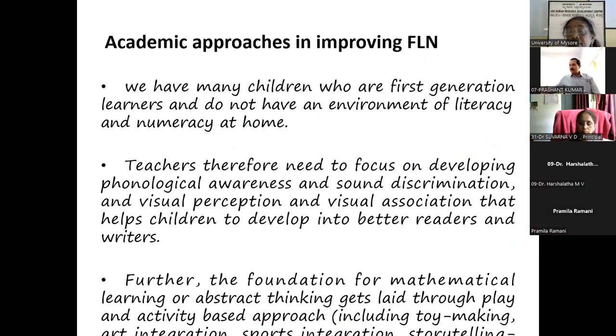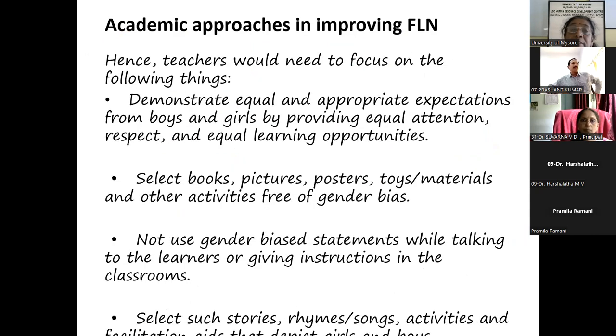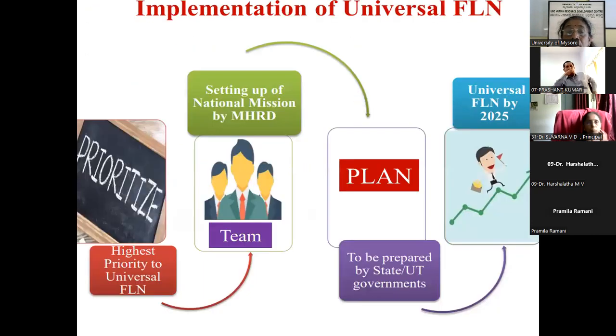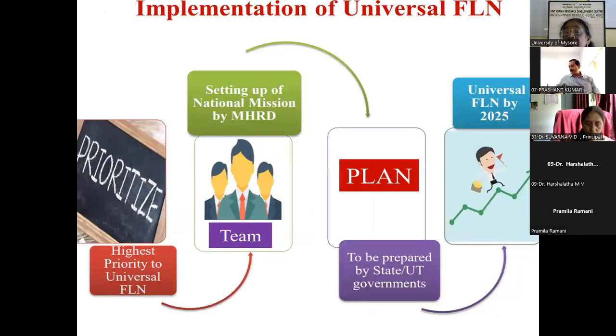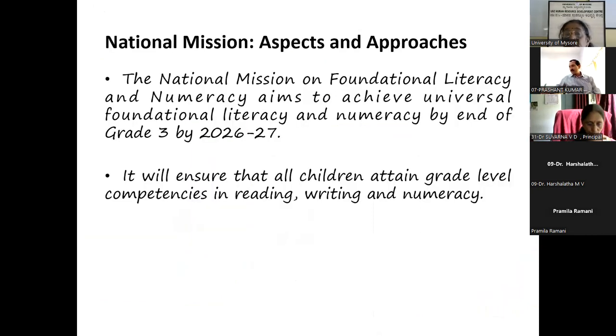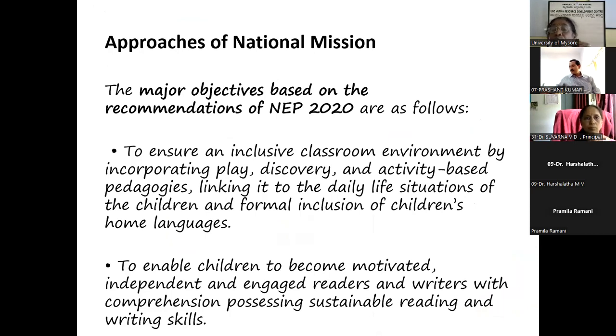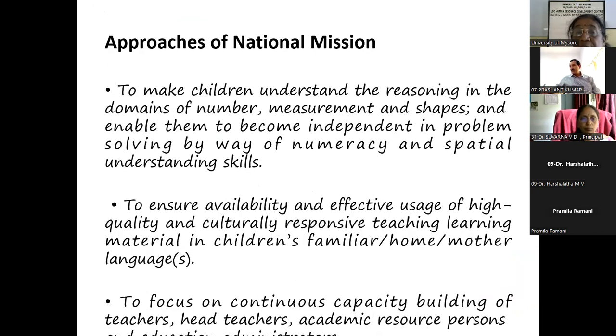So academic approaches in improving FLN: we have many children who are first generation learners, so we can do all this. So learning outcomes, assessment for learning. We'll have to change our evaluation system: adaptive assessment, formative assessment, school-based assessment. Then setting up of implementation of universal FLN, highest priority should be given. There should be a team prepared by state and UT governments. Okay, so the objective is to ensure inclusive classrooms, to enable the children to become motivated. So all these experiences which we have talked of.